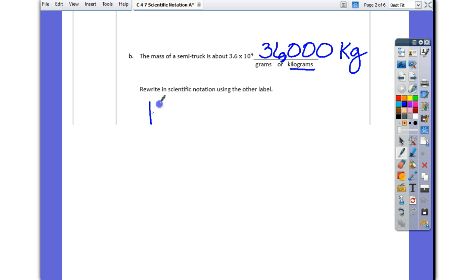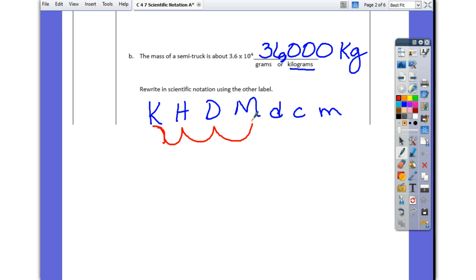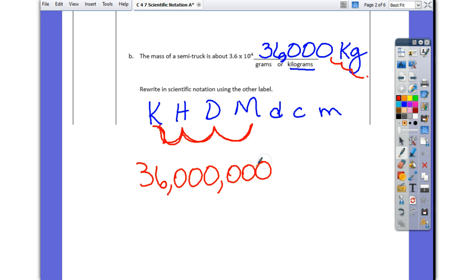Grams. Kangaroos hopping down mountains, drinking chocolate milk. Where do I need to go this time? To the right. Put the kangaroo at the K. How many? 3. Boing, boing, boing. 1, 2, 3, to the right. So now what number do I have? I don't have 36,000, I have 36 million. And it's 36 million what?